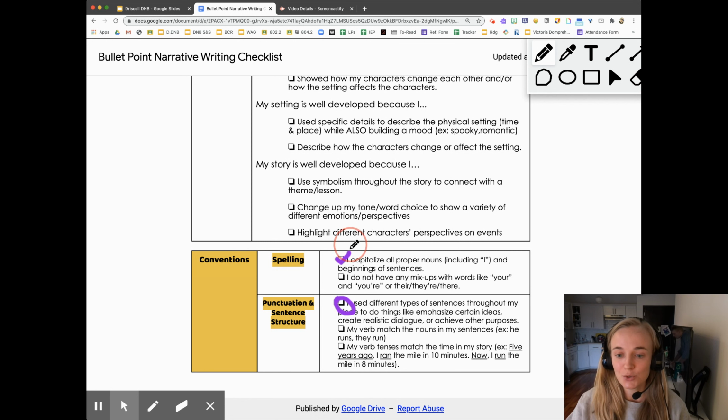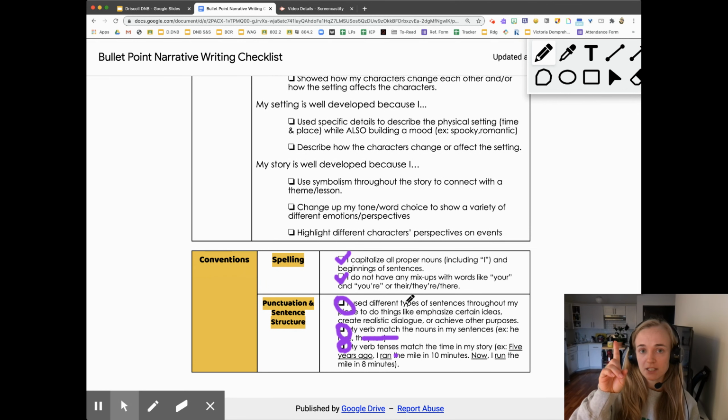I did do a good job at capitalizing and making sure that I'm not getting mixed up between your and you're, there and their. And again, some of you also noticed that some of my verbs are not matching either the nouns or the tense. So I definitely need to make sure that I'm looking at my verbs, and I'm going to combine those two into one. So now I'm thinking to myself, I'm going to go back and I'm going to read my piece, keeping these things in mind. I need to use different types of sentences with punctuation correctly, and I need to check my verbs and make sure they match. So let's go back to my piece.